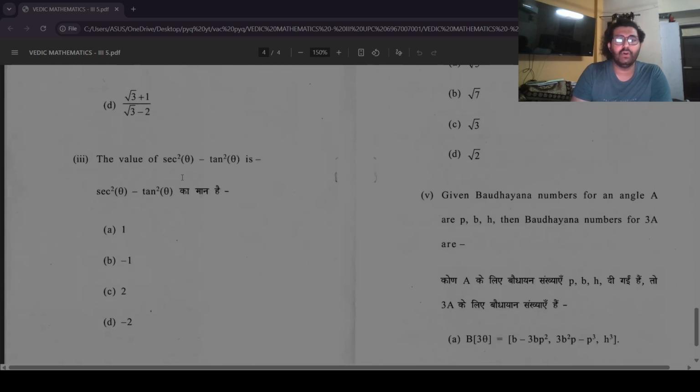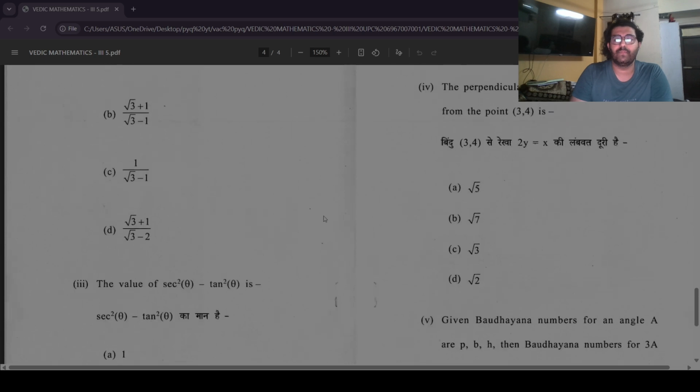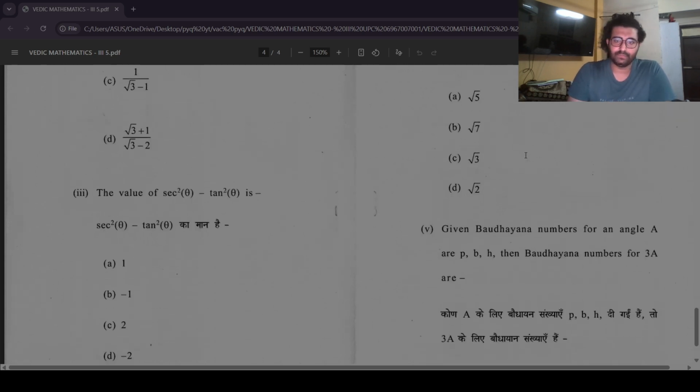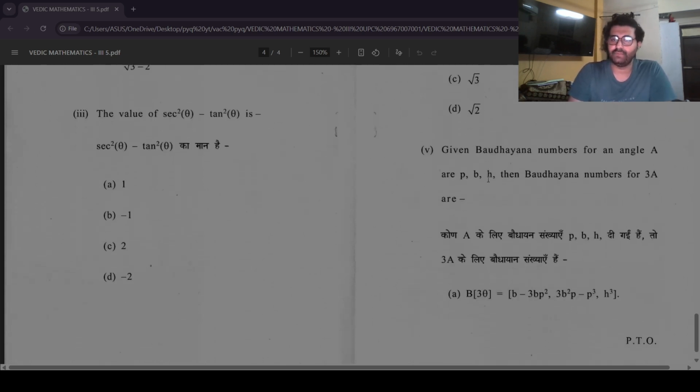Third, the value of sec square theta minus tan square theta is. Fourth, the perpendicular distance between line 2y equals to x and the point with coordinates 3, 4 is. Fifth, given Baudhayana numbers for an angle A are P, B, H, then Baudhayana numbers for 3A are.